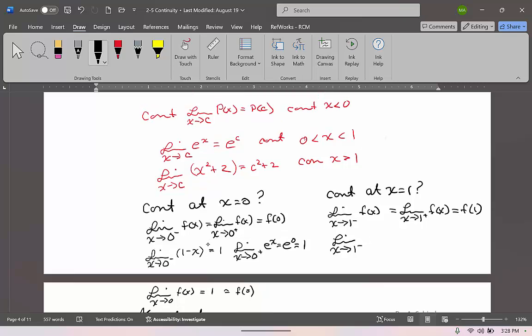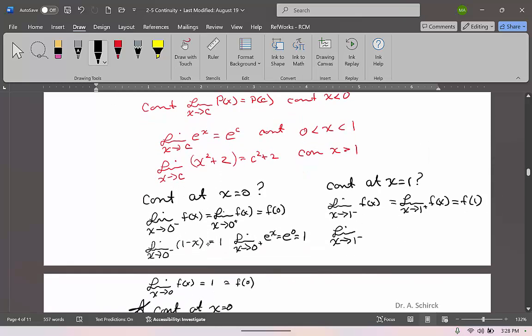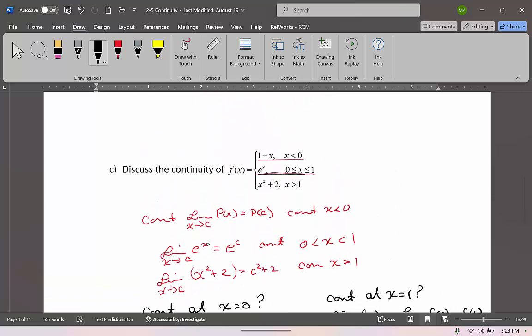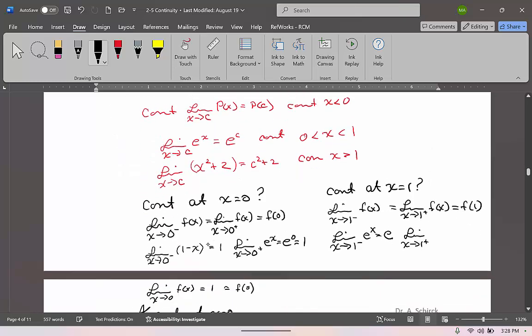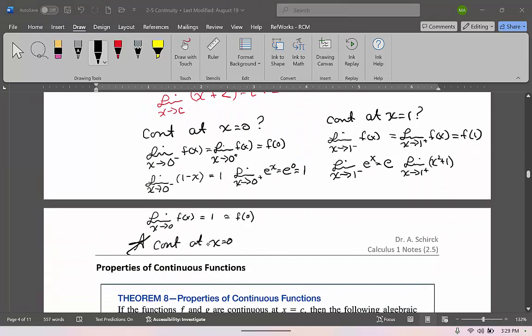Okay, so when we're approaching from the left, so that would be numbers smaller than 1, we're on this piece of the graph. So that's going to be e to the x, which is going to be e. If we look at the limit as x approaches 1 from the right, when we're approaching from numbers bigger than 1, we're on this piece of the graph. It's actually x squared plus 2, right? Okay.